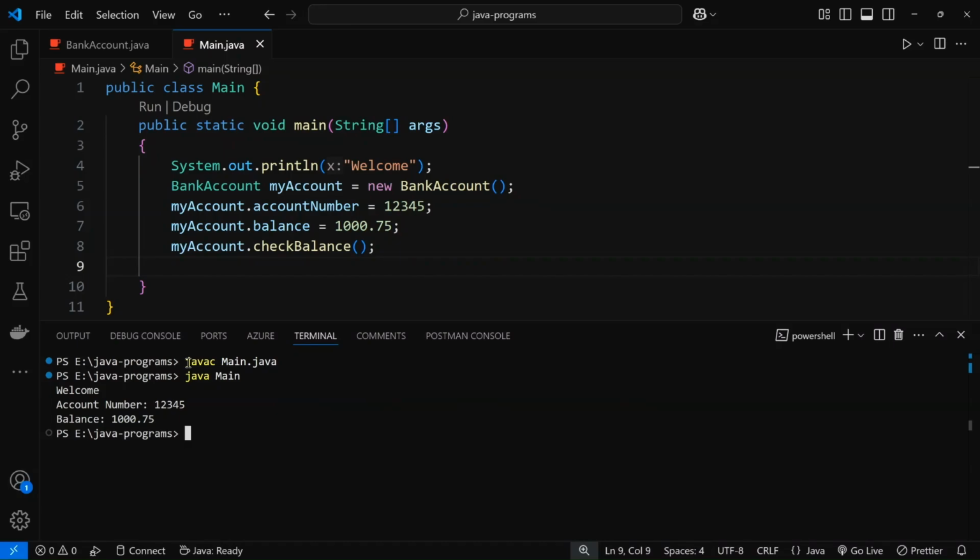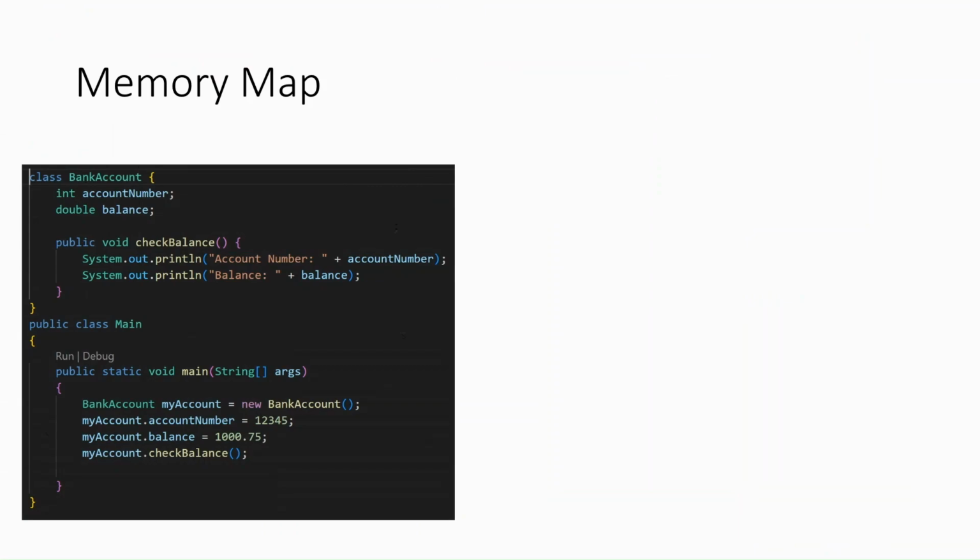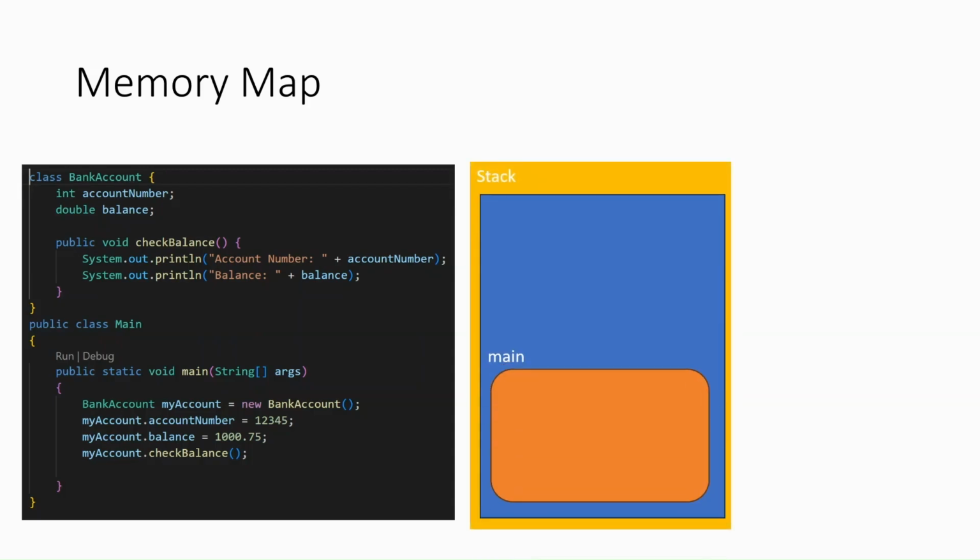Now, let me visually explain how the code is executed and memory is allocated in the stack and heap. As we all know, the entry point of a Java application is the class with the main method. Here in the screenshot you can see that the class main is having the main method. Here JVM invokes the main method. The main method is loaded in the stack. So here you can see that the main method is loaded in the stack memory. Every method will have its own stack memory allocated.